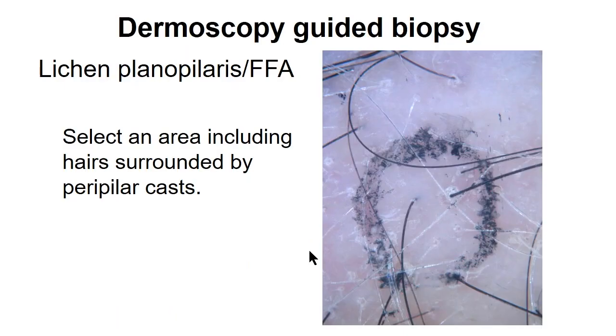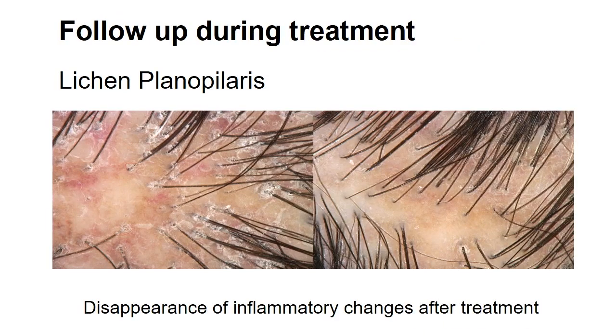So it's very important. Here you see, for instance, a case of frontal fibrosing alopecia. I pick up this area with the peripilar cast. I'm pretty sure I'm going to find the features there. And always ask the pathologist to do horizontal sections, because of course, here you have two hair. If they do vertical sections, your hair won't show in the biopsy.